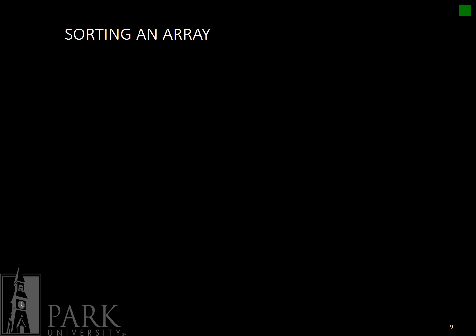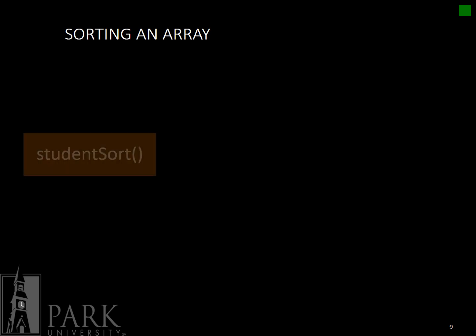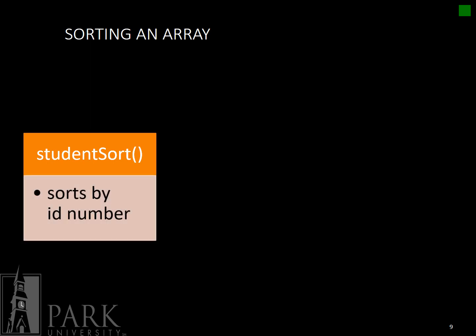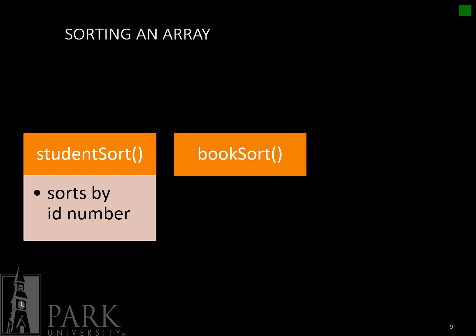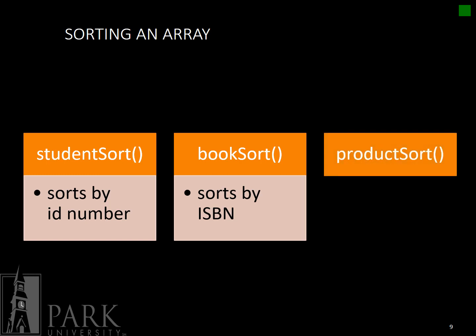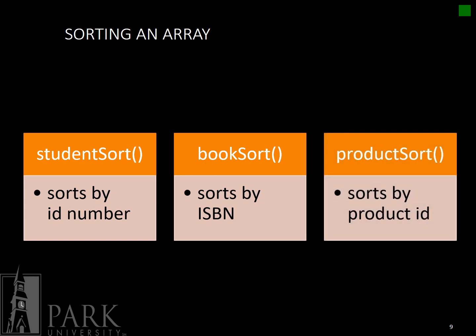So you could include a sorting method in every class that needs sorting functionality. For example, you could include a student sort method in a student class that sorts students by student ID. Or maybe you have a book sort method in a book class that sorts by ISBN number. Or maybe you've got a product sort method in a product class that sorts by product ID. But suppose that you want to make a generic sorting method that receives an array as a parameter, like student IDs, book ISBNs, or product IDs, and sorts it. How do we go about doing that?